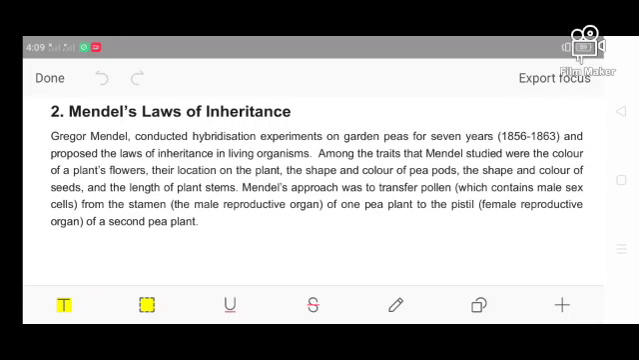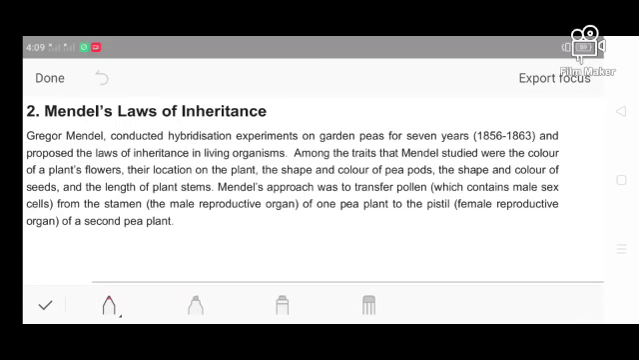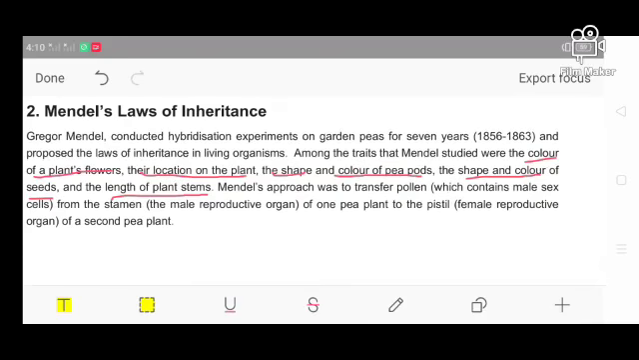Among the traits, Mendel studied the color of the plant's flower, the location of the flowers, the shape and color of the pea pods, the shape and color of the seeds, and the length of the plant stem. So these are the seven different characters he studied in his experiment. First is the color of the flower, then the location, after that the shape and color of the pods, then the seeds, and the length of the stem.